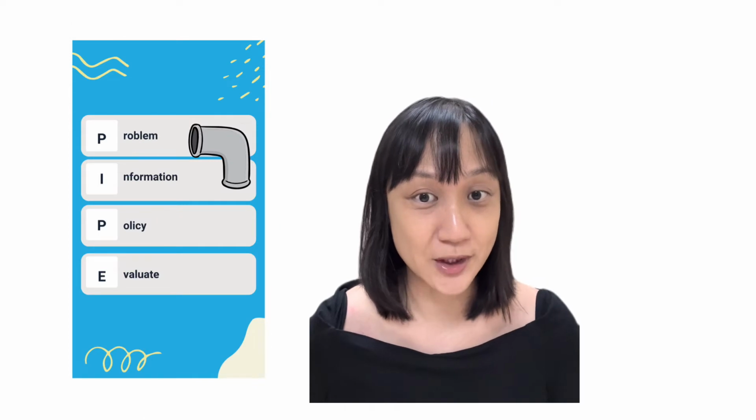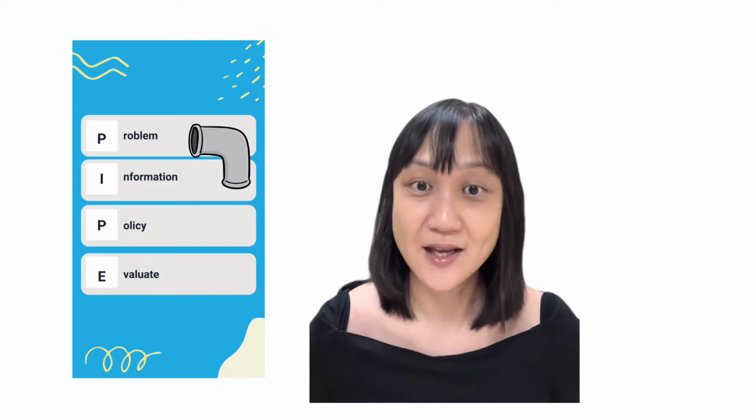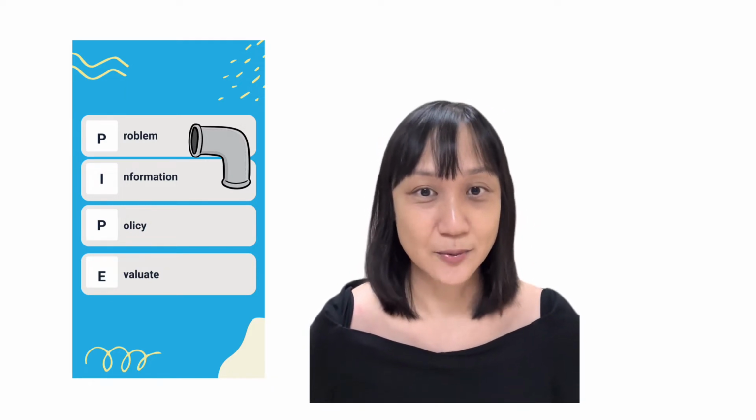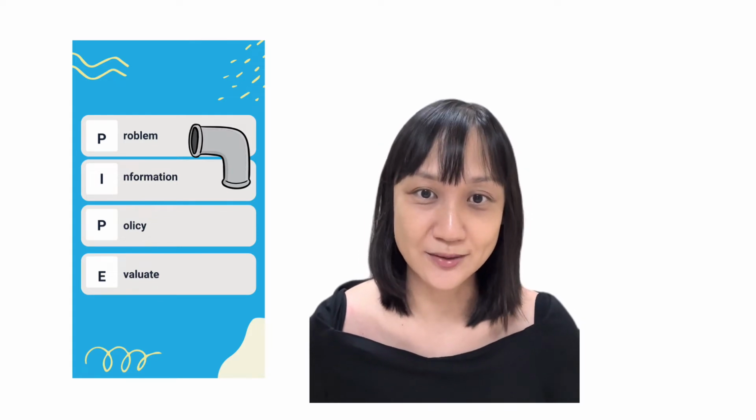I've come up with an acronym to help you structure your Paper 3 policy question. And the acronym is PIPE, P-I-P-E, which stands for Problem, Information, Policy, and Evaluation. To answer the Paper 3 policy question well, first of all, you have to state the problem mentioned in the question. Then you have to explain using the information given in the question as to why this particular policy is chosen. And finally, you have to list out the advantages and disadvantages by evaluating the policy.